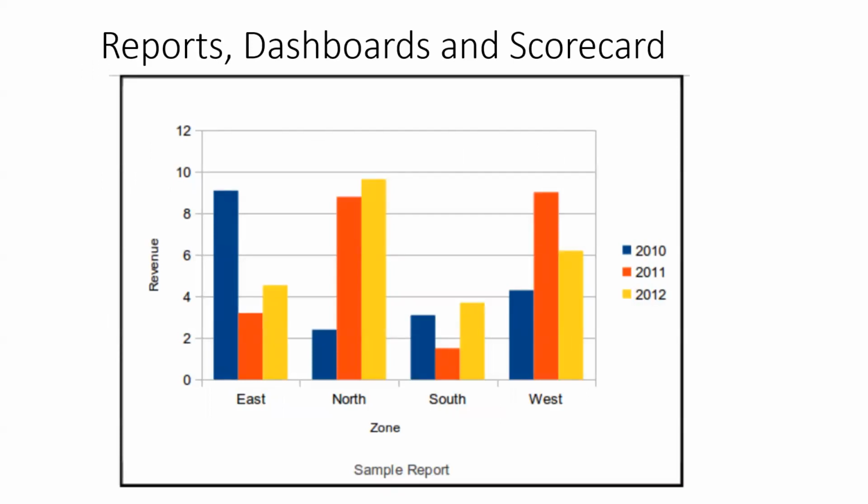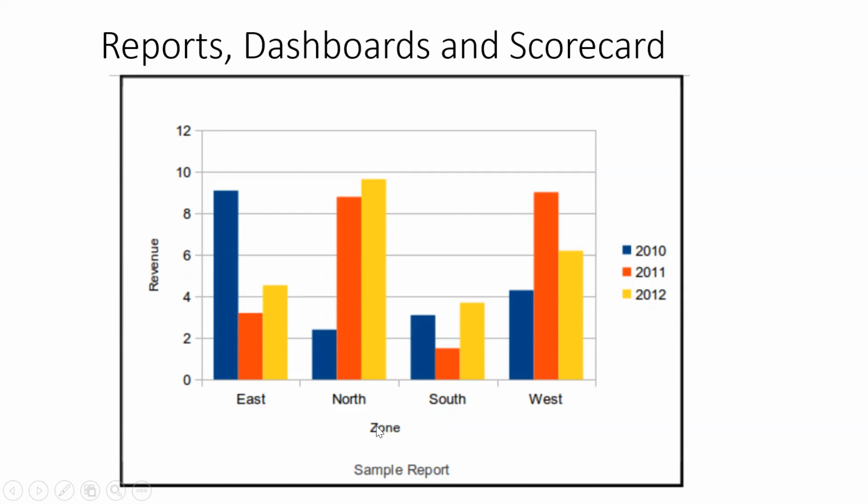Now, how should the visualization dashboard look? I'm just giving a pictorial example here. It's a report, rather a bar chart. In this bar chart, I'm using two dimensions and one fact. So, two dimensions versus one fact. What are the two dimensions? One is year and another one is zone. You can see on the x-axis, we are putting both dimensions, year and zone.